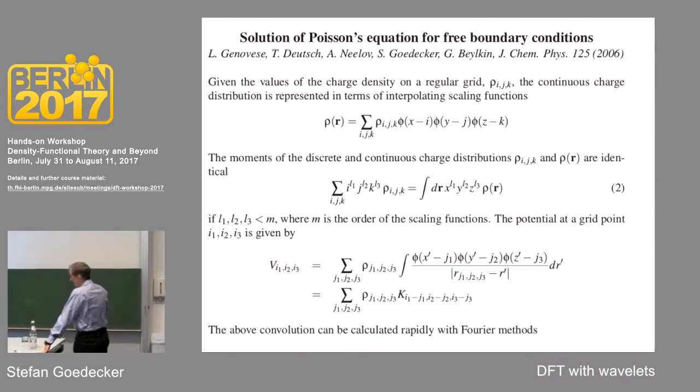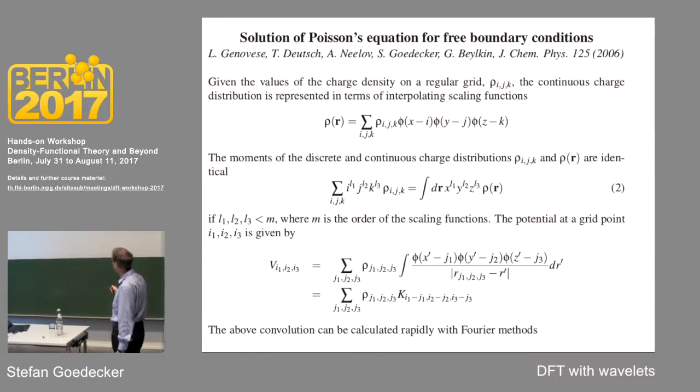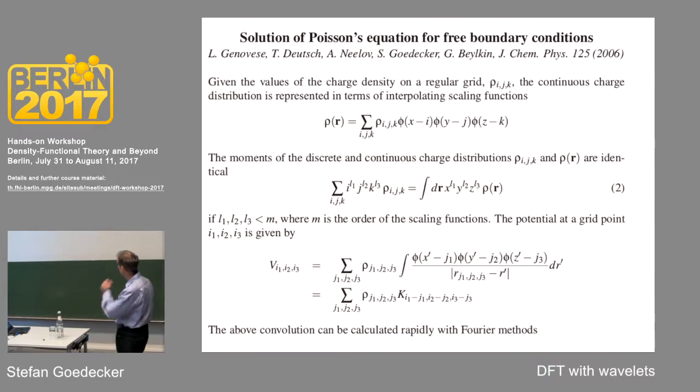For electrostatics, of course, we know that the multipoles are very important. And another very useful property of those interpolating scaling functions is that this transformation, where you go from a discrete charge density to a continuous charge density, is conserving your multipoles. So, of course, you can calculate a multipole for a continuous charge distribution in this way, and you can calculate it for a discrete charge density in this way, and then you can show that those two expressions here are identical, if you use this relation here.